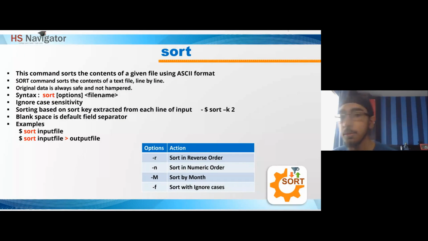Okay, so if you remember back to the beginning where I was talking about awk and sort, what the sort command does is pretty self-explanatory. It sorts the contents of a given file using the ASCII format, which is the general string and text format that almost all programming languages use. It sorts the contents of a text file line by line. And another thing to make sure of is that it doesn't change your original data. If you have a file with a bunch of names in it and you sort that file, it doesn't change the actual file itself. It just sorts it in the output.